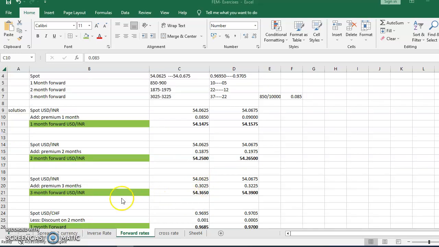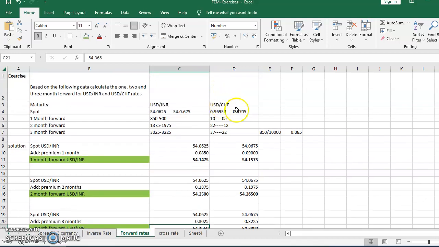Very simple question. Okay. Same way we have spot USD INR for 3 months. I've just taken the spot rate here and added the premium of 3 months. So 3025 is nothing but 0.3025 and 0.3225. So we just added these two and we got the 3 month forward USD INR rate. Same way we are going to calculate for the next pair here.